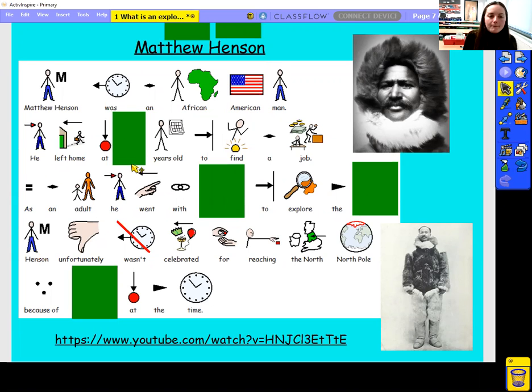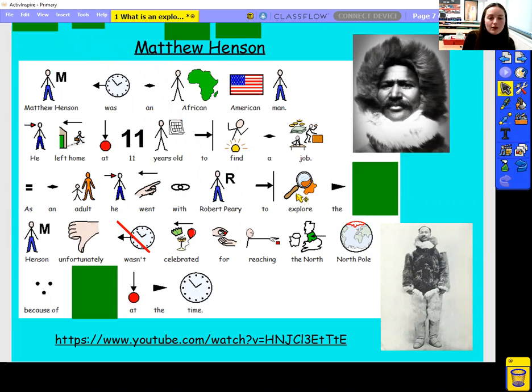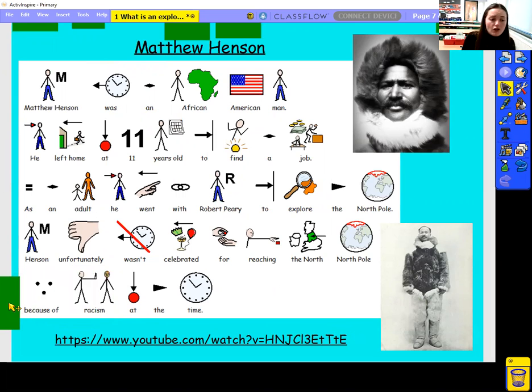He left home at years old. How old was he when he left home? 11. Oh my goodness, that's not so much older than you. Very young to be getting a job. As an adult, he went with who to explore the what? He went with another man. He went with Robert Peary. Well done. To explore the North Pole. Fantastic if you got that right. Unfortunately, Henson wasn't celebrated for reaching the North Pole because of what? Because of racism. Well done if you got that one.